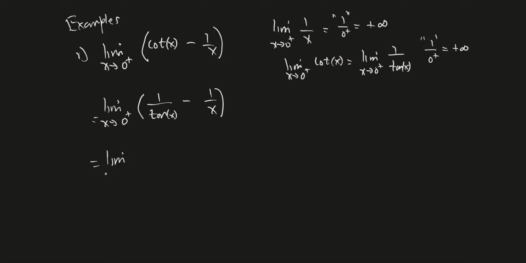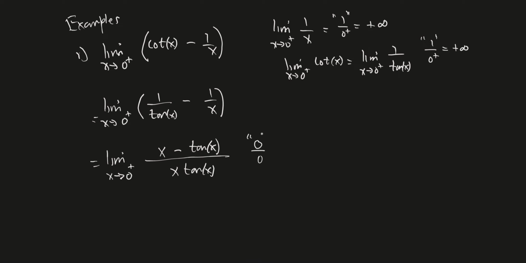So we're going to have the limit as x approaches 0 plus, and the common denominator here will be x times the tangent of x. Multiplying the first fraction by x over x gives me an x in the numerator. Multiplying the second fraction by tangent x over tangent x gives me a tangent x in that numerator. So then the question is, what happens to this? Well, clearly, as x approaches 0, the top approaches 0 and the bottom approaches 0.